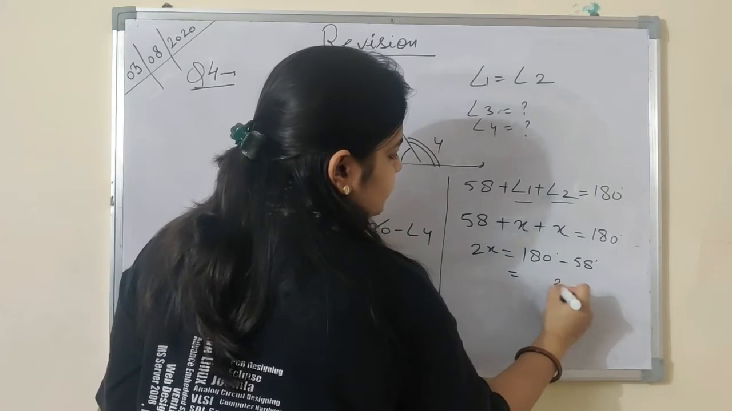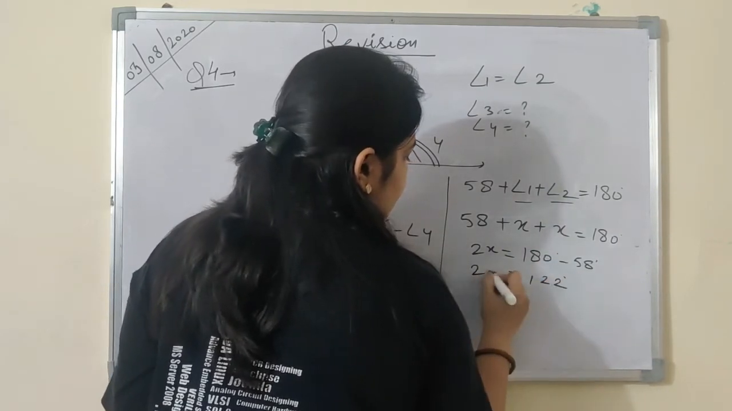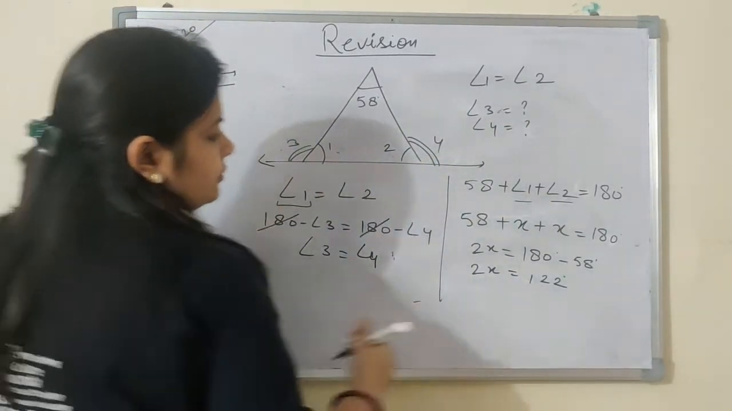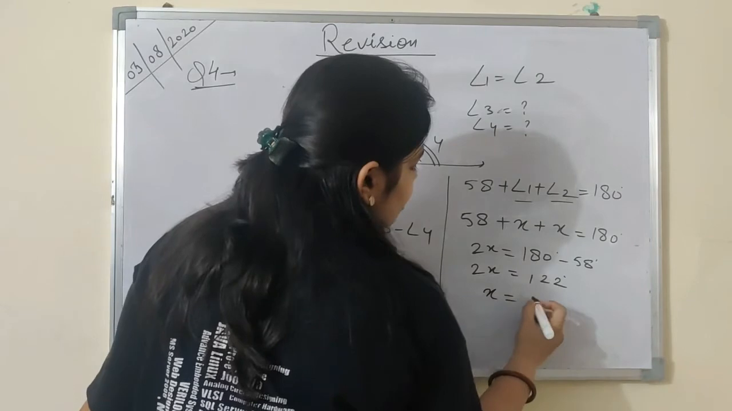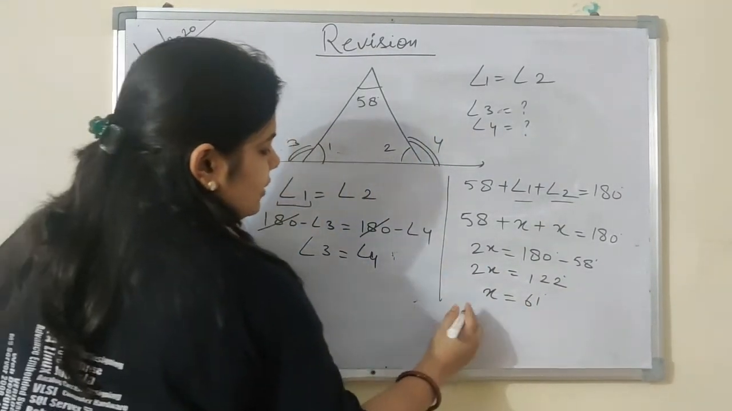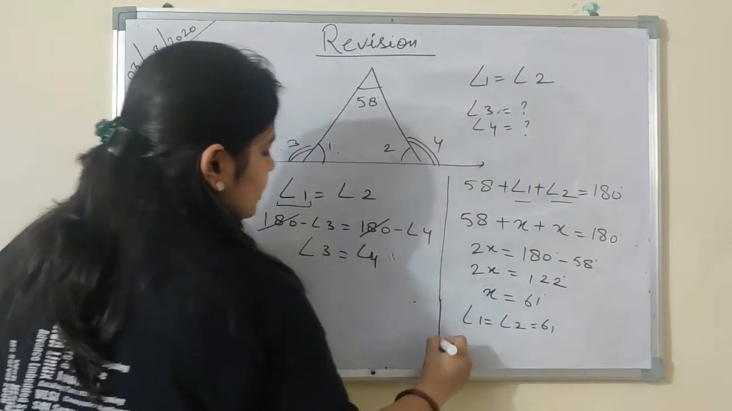You will get that, you will get like this. After this, you will get the value of x, that will be 61 degrees. That means this is the value of angle 1 and angle 2, that is 61 degrees.